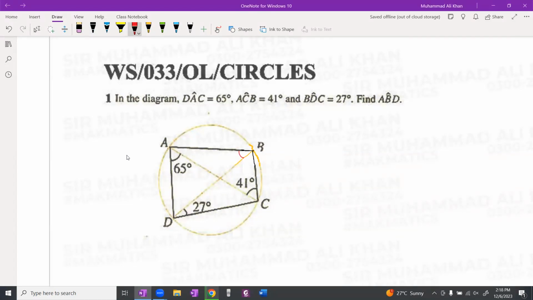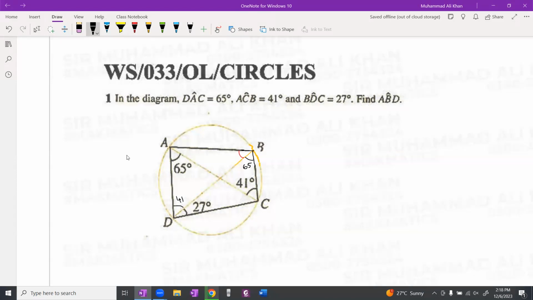Let's check. If from CD it is 65 at A, then this is also 65. And from the AB chord, if this angle C is 41, then from AB, this angle is also 41. And it is a cyclic quadrilateral, and the sum of the opposite angles of a cyclic quadrilateral is equal to 180 degrees.